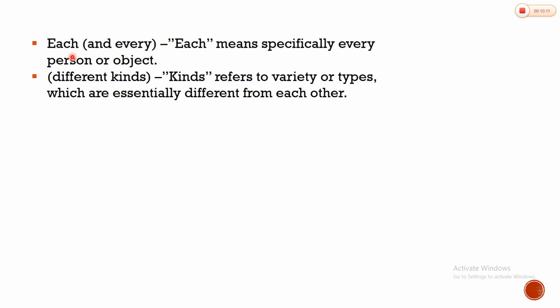I think 99% of us make this mistake. We say each and every. We never use and every with the word each, because each means specifically every person or object. Different kinds, this is also a very common mistake. You must have heard people saying different kinds. Kinds refers to variety or types which are essentially different from each other. In other words, kinds itself means different. So please, from now on, never use different with the word kinds.